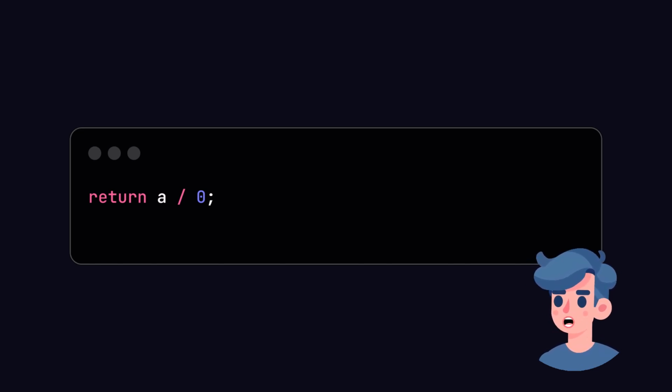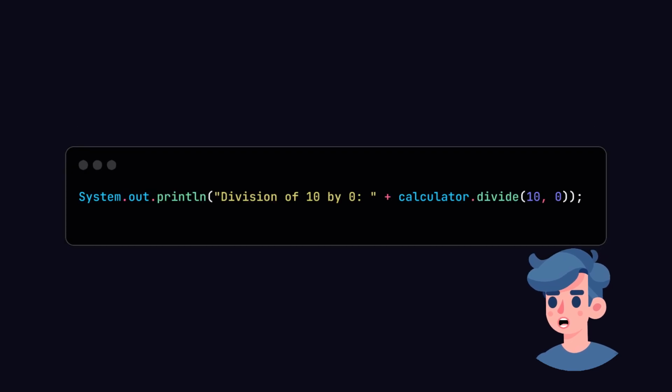Now, let's introduce a bug intentionally. Change the line in the divide method to return a/0 and see how IntelliJ handles it. Back in our main method, try to call the divide method with some test values. This will throw an arithmetic exception due to division by 0. But instead of just running, we now want to debug this issue.